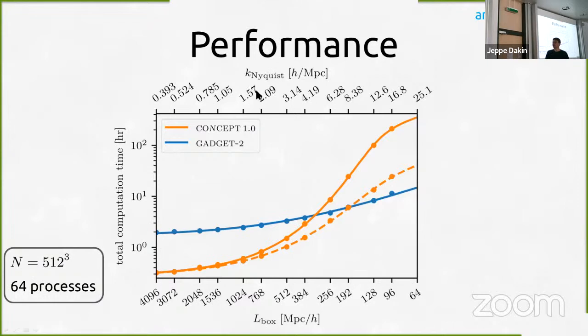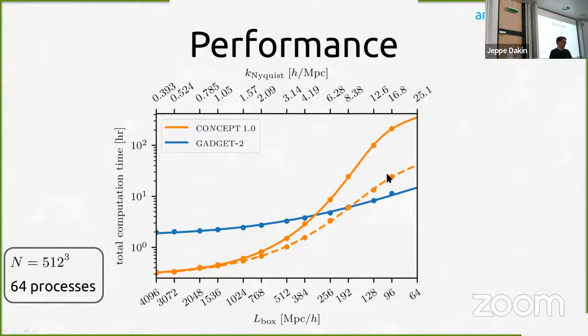Here you can think of it as the Nyquist scale, or the box size given some number of particles. Here orange is CONCEPT. CONCEPT is much faster than Gadget if you have a large box. Basically, CONCEPT was developed originally for these large boxes where you have these GR things going on, and that's very fast. But then if you get to very clustered regimes, the P3M method sort of lags behind because there's no tree, unlike in Gadget or in PKDGRAV.